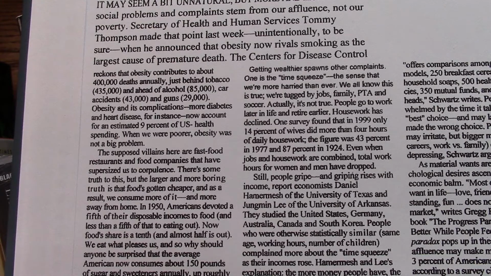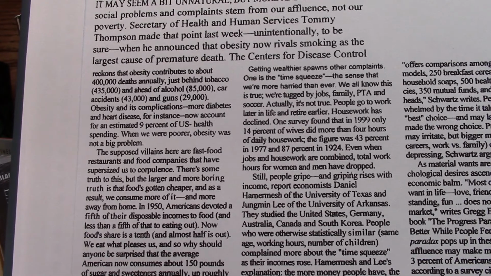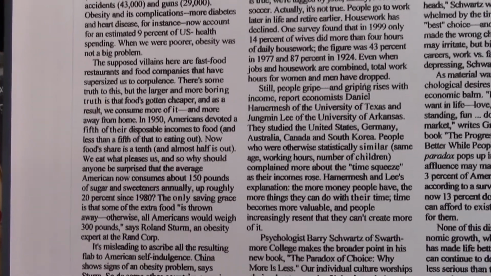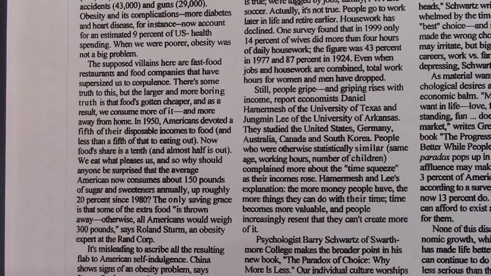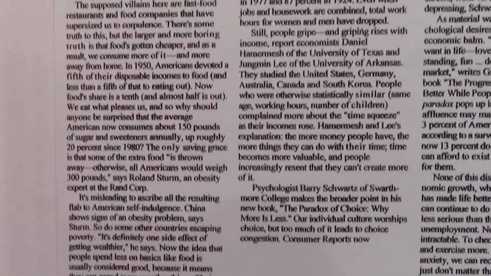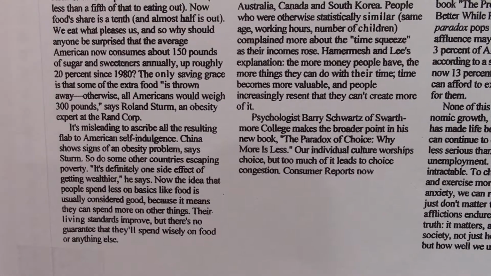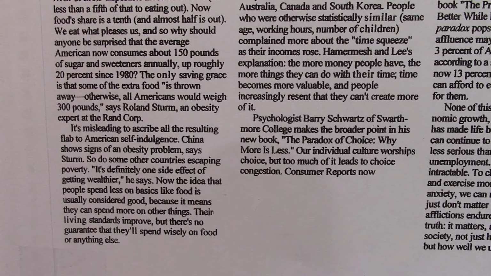So this is a paragraph that's going to continue about one of the problems of having money, that we tend to get ourselves a little too heavy, put on too much weight. So this whole paragraph is about that. Let's skip down to the next paragraph. Let's go way down there. Here we go. It's misleading to ascribe all the resulting flab to American self-indulgence. Let's just read the topic sentence again. Do you see anything that says this paragraph is going to continue talking about what it talked about before, or is it heading off in a new direction?